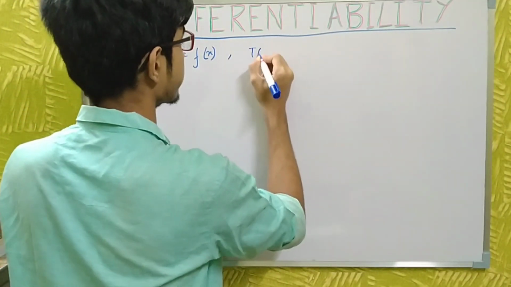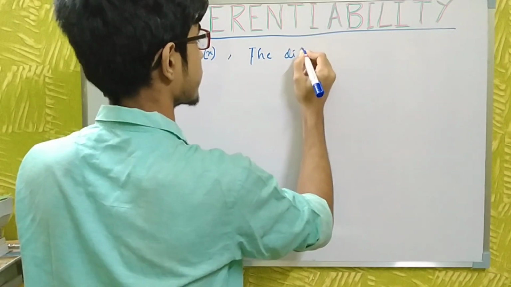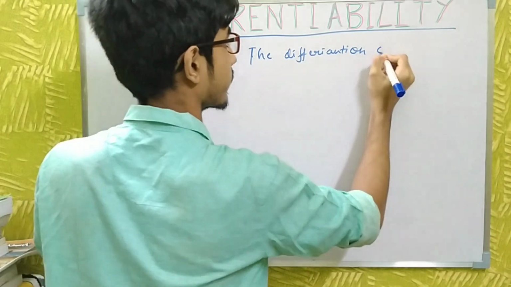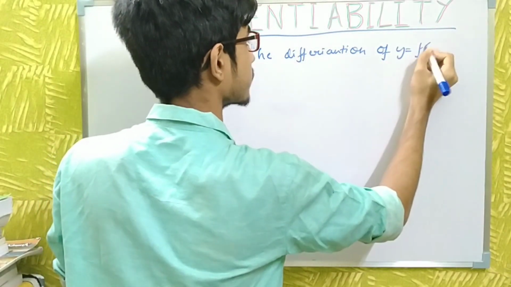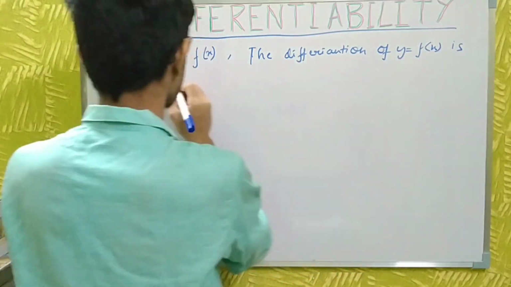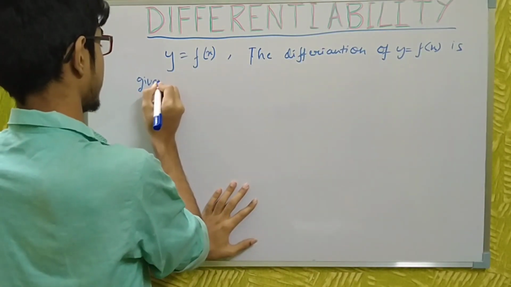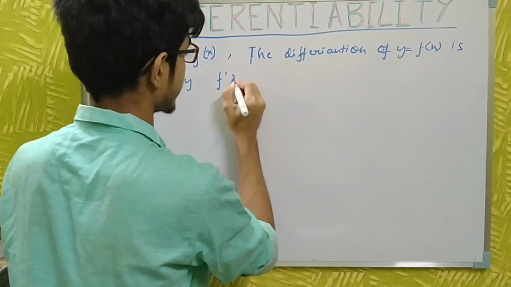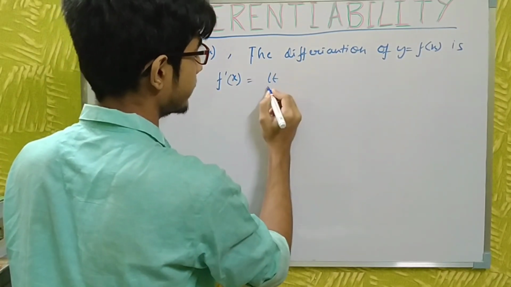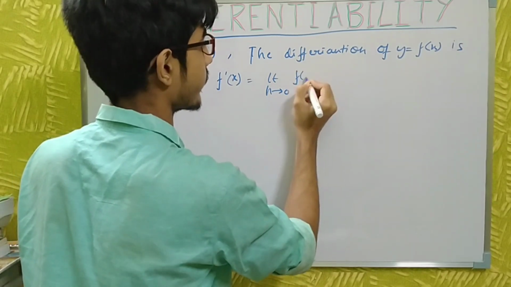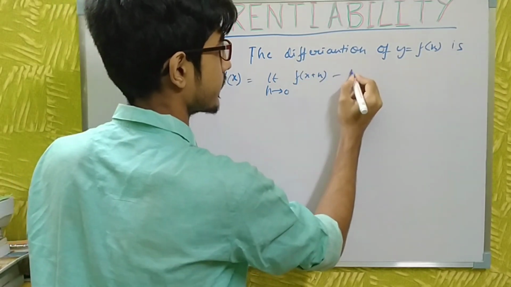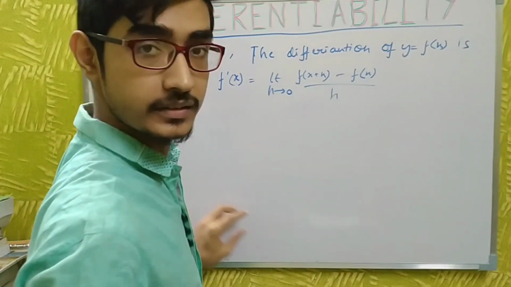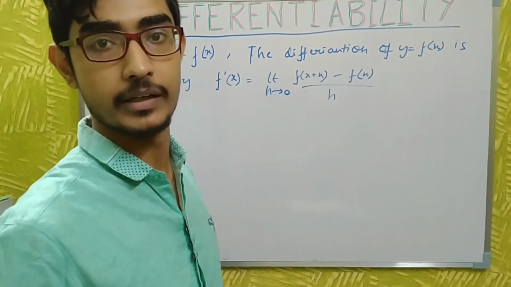So the differentiation of y equals f(x) is given by this, that is f dash x is equal to limit h tends to 0 of f of x plus h minus f of x by h. This is the main first principle of derivative.